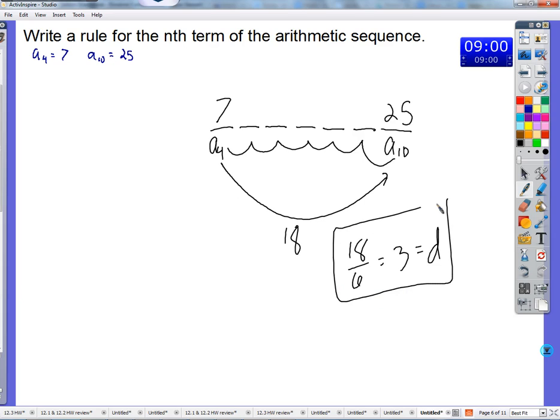Which is a way we can test and see if a sequence is arithmetic. Take a number, subtract the number before it, and if that works for every pair, it's arithmetic.